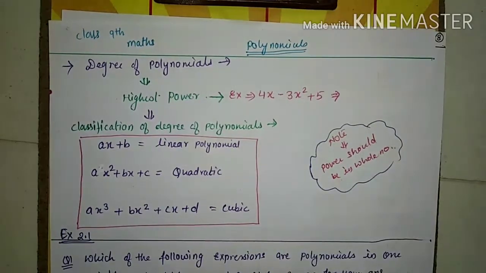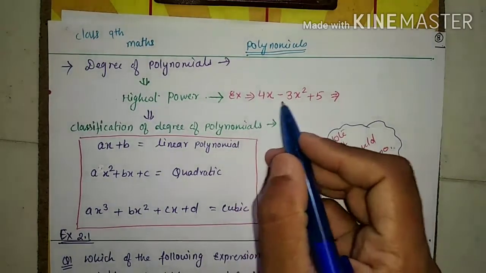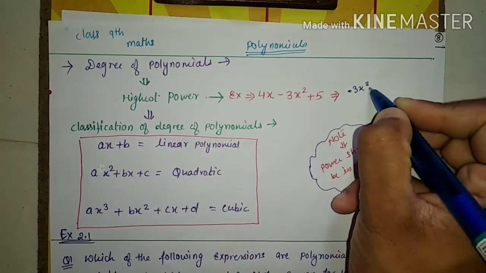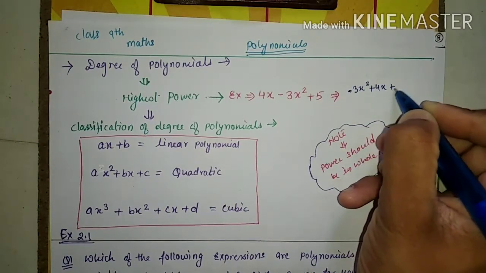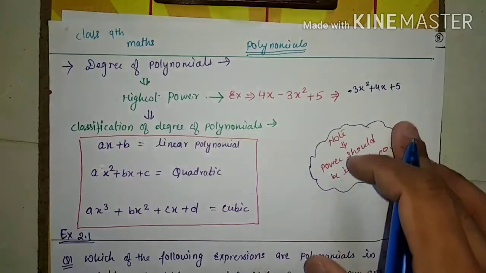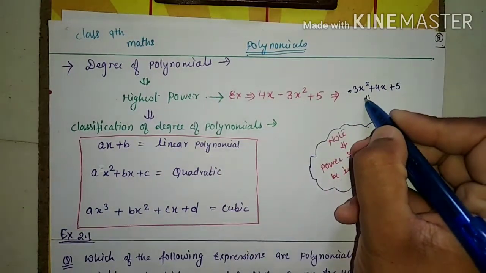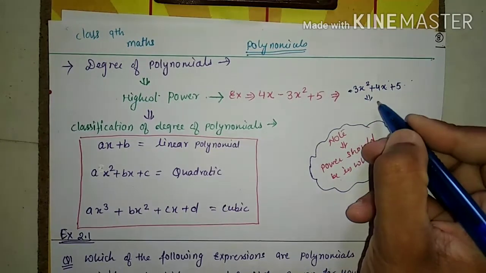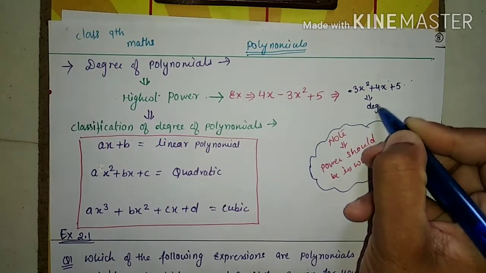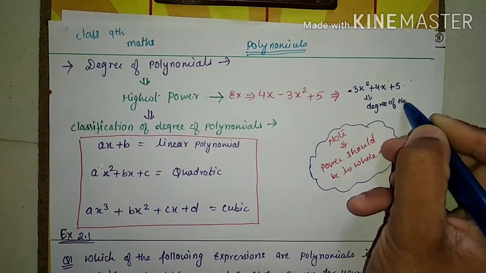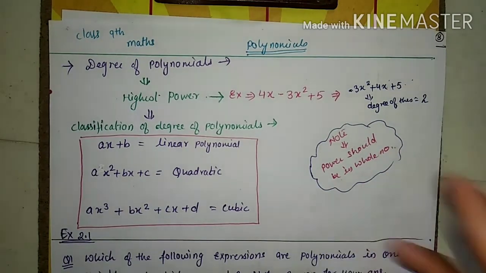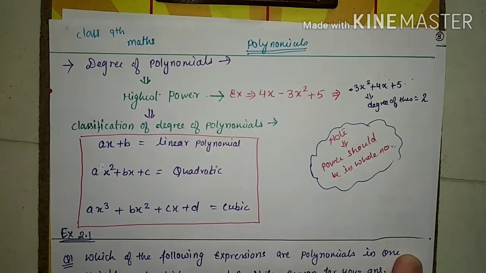You can see here, first I will write it in sequence: -3x^2 + 4x + 5, correct? This is the sequence of these terms. Now you can see the highest power. Here it is 2, here it is 1, here it is 0. So the highest power is 2. So I can say that the degree of this polynomial is 2. Is it clear? This is the way you have to find the degree of a polynomial.